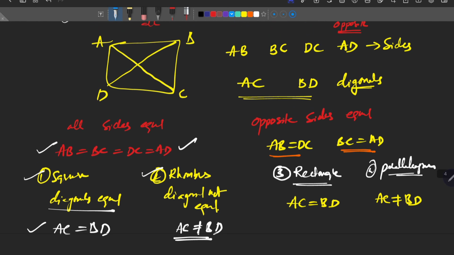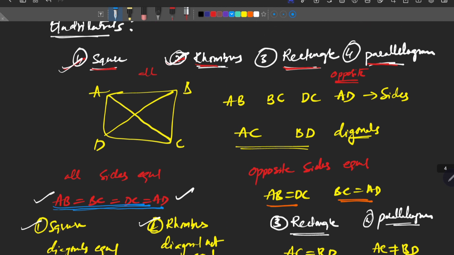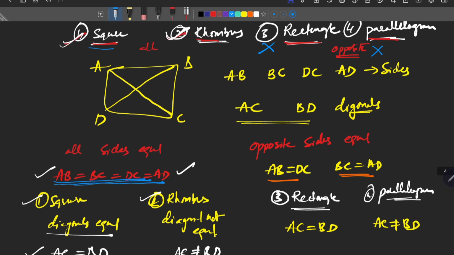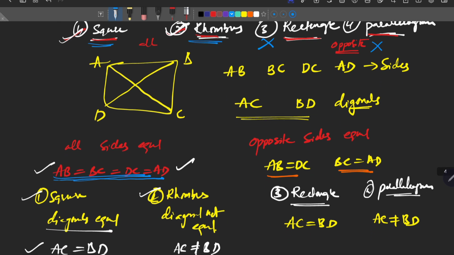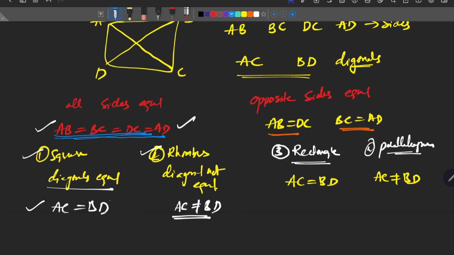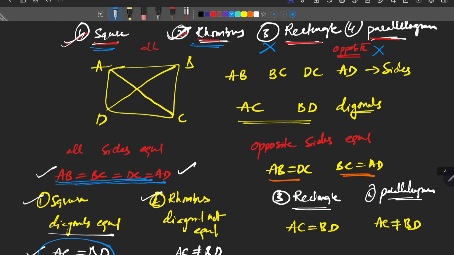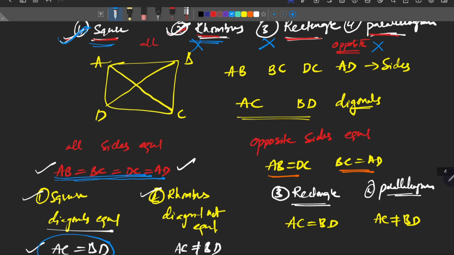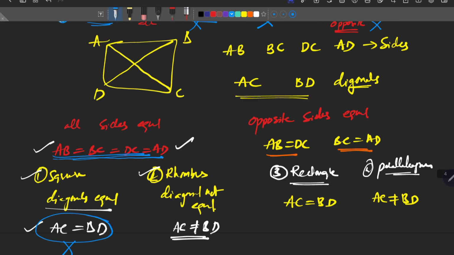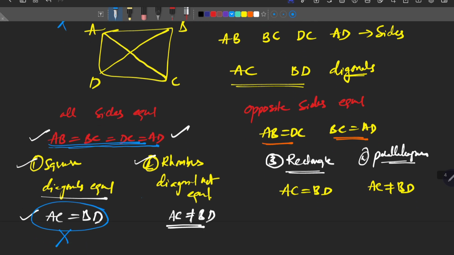First of all, we should find all the different types of sides. If all sides are equal, we can eliminate two options: it's not a rectangle, it's not a parallelogram. There are two possibilities, either a square or a rhombus. If the diagonals are equal, we can eliminate the rhombus and it will be a square. If the diagonals are not equal, we can eliminate the square and it will be a rhombus.